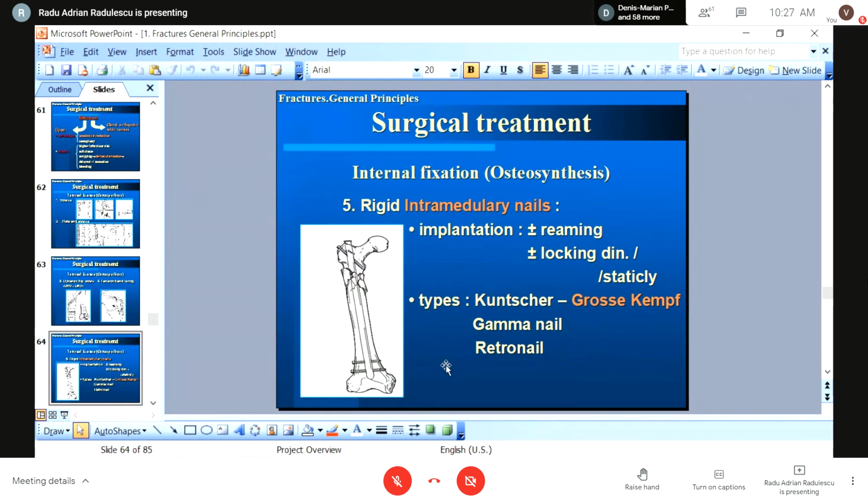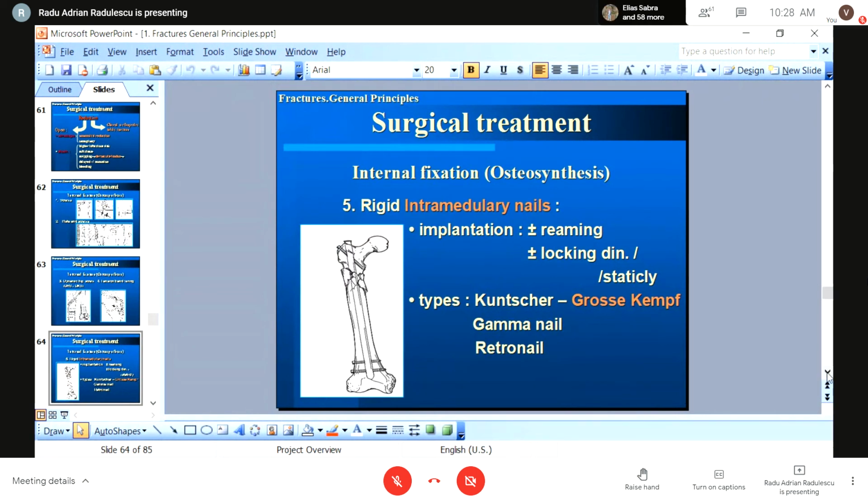So there are different types of nails like puncture nails, gamma nails or retro nails. So they can be introduced from the proximal epiphysis of the femur, like in this situation, or they may be introduced from the distal epiphysis of the femur, this one being called retronail because they are introduced from distally to proximally, so in the, let's say, retro position.